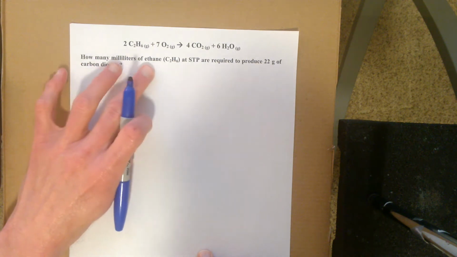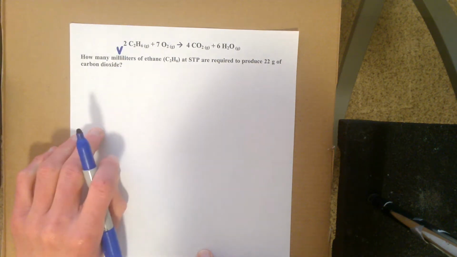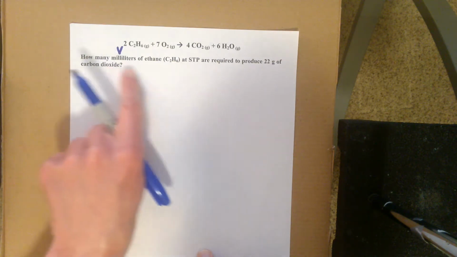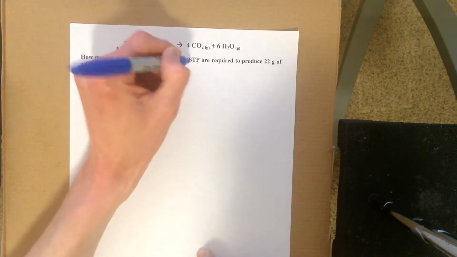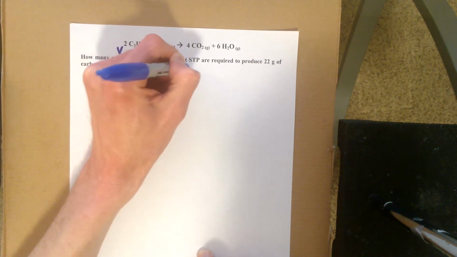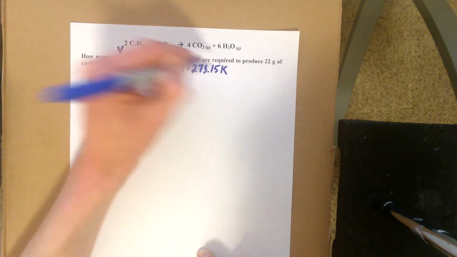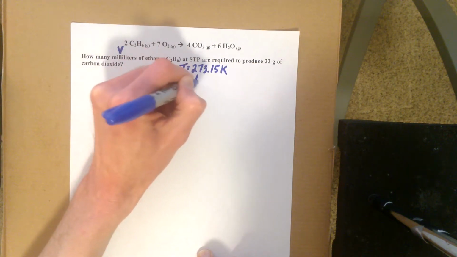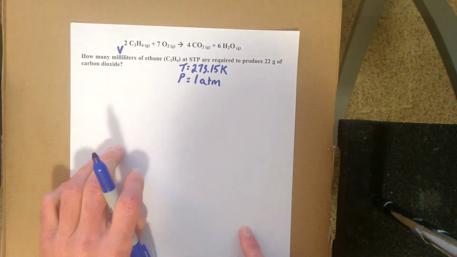So how many milliliters of ethane? How many milliliters is a volume that we are looking for? So we're looking for the V of ethane at standard temperature and pressure conditions. So that means that temperature is 273.15 Kelvin. Pressure is going to be 1 atmosphere. That's standard temperature and pressure conditions.